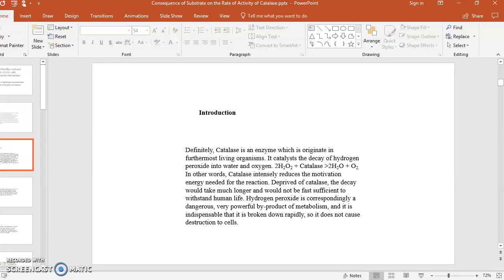My introduction. Catalase is an enzyme which is found in most living organisms. It catalyzes the decay of hydrogen peroxide into water and oxygen. In other words, catalase reduces the activation energy needed for the reaction. Without catalase, the decay would take much longer and would not be fast enough to sustain human life. Hydrogen peroxide is also a dangerous, very powerful byproduct of metabolism, and it is essential that it is broken down rapidly so it does not cause destruction to the cell.